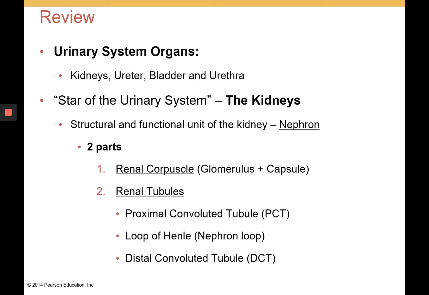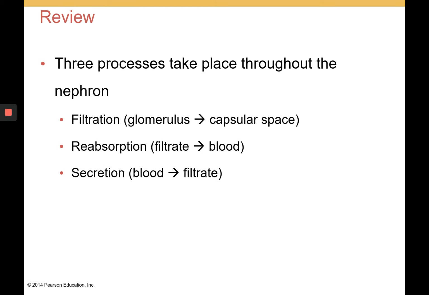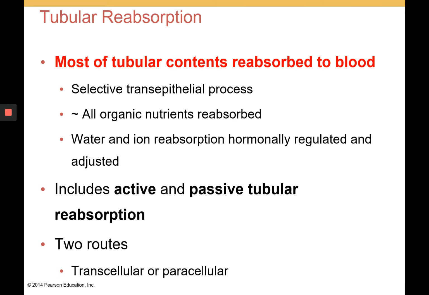There are 2 parts to the nephron, the renal corpuscle and the renal tubules. The renal corpuscle contains the glomerulus and Bowman's capsule, also known as the glomerular capsule. The renal tubules contain the proximal convoluted tubule, the loop of Henle or nephron loop, and the distal convoluted tubule. There are 3 processes that take place throughout the nephron: glomerular filtration, tubular reabsorption, and tubular secretion.